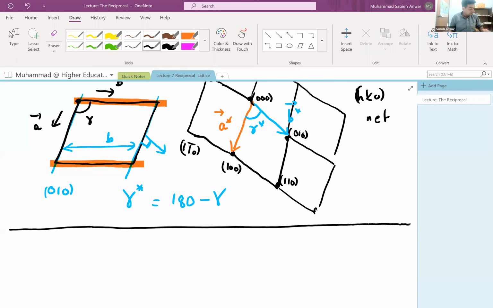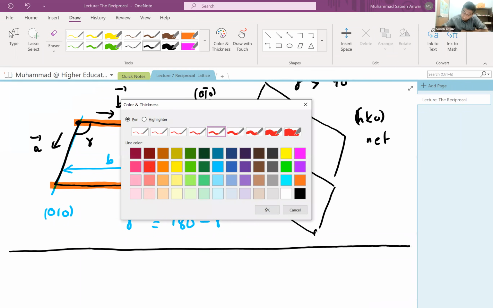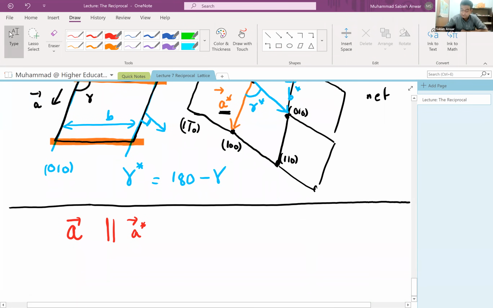Okay. So just want to show you something over here. If I look at A star vector and I also draw next to this the A vector, and look at A star. So the A vector turns out to be parallel to the A star vector. But that's not true for B and B star. B and B star are not parallel to one another.